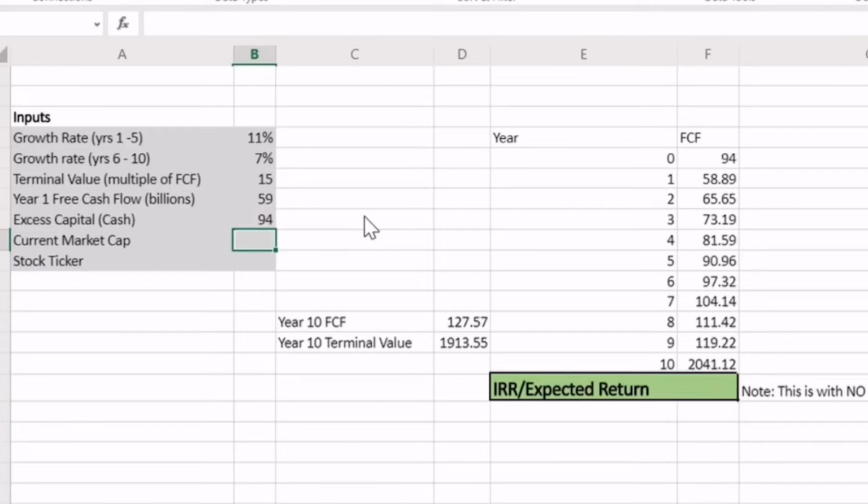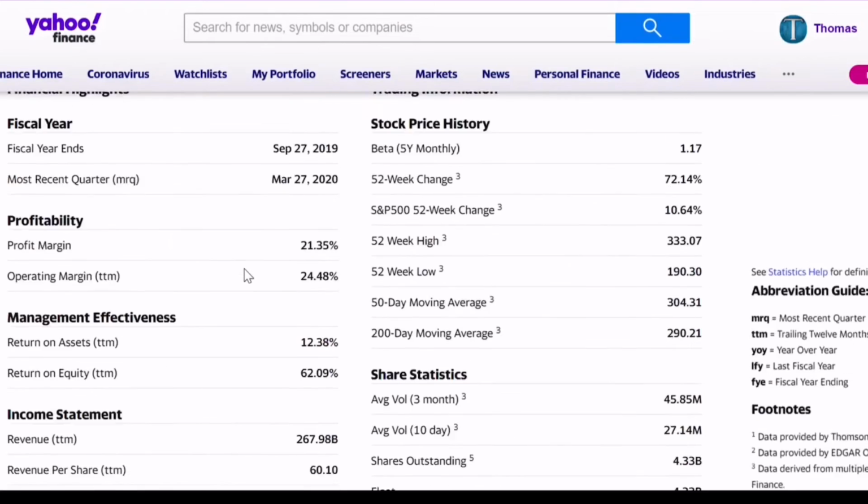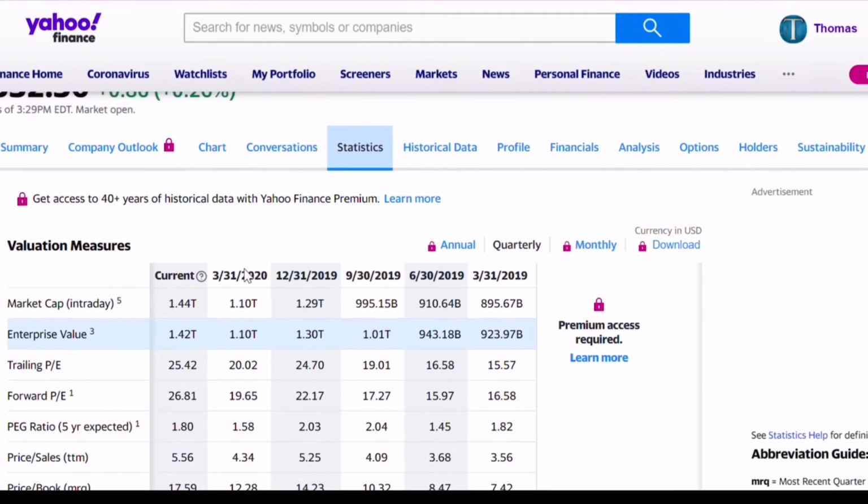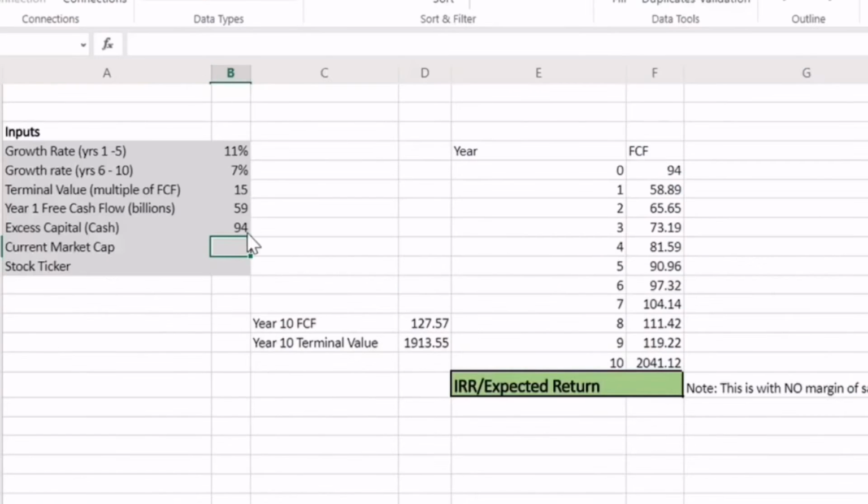The current market cap for Apple, so if you were to theoretically buy the entire business on the public markets today, what would you be paying? Again, we can go back to Yahoo Finance and find that. And we'll see that the market cap is 1.44 trillion. All of the numbers here that I'm entering in billions, so this is going to be 1440 billion. And the stock ticker is AAPL.